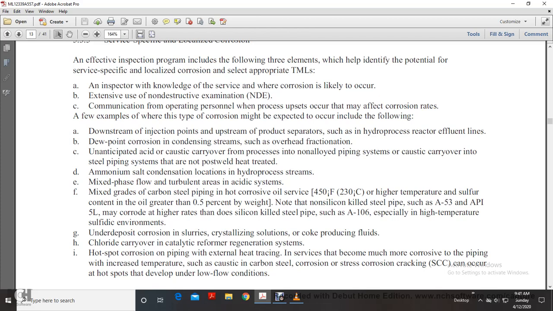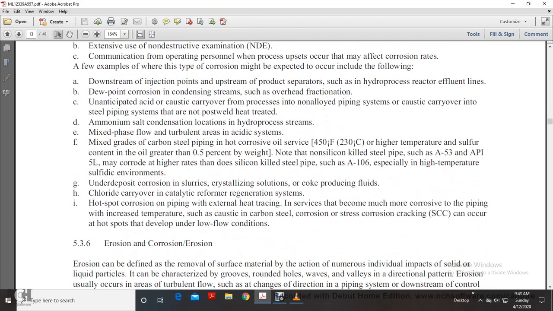condensation locations in hydroprocess streams; mixed phase flow; turbulent areas with acid solution; mixed grade carbon steel piping; high corrosive oil services at 450 degrees Fahrenheit or higher temperature with sulfur content in oil greater than 0.5% by weight; non-silicon-killed steel pipe such as A53 and API 5L may corrode at higher rates than silicon-killed steel pipe such as A106, especially in high temperature sulfidic environments.